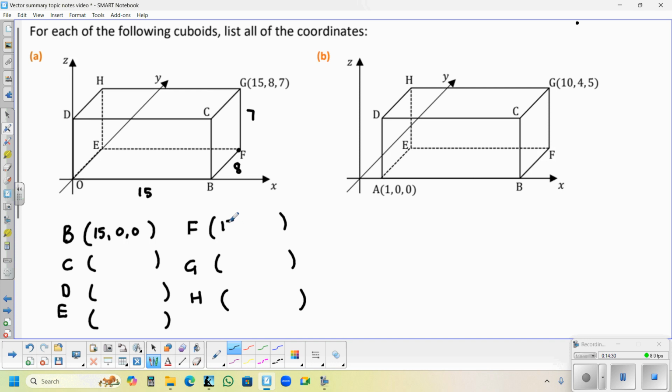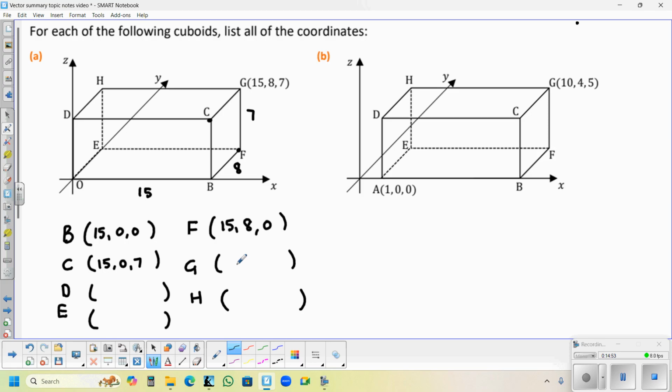So it's going to be 15, 8, and 0. Then we want point C. So point C is up here. Point C, I'm going to go across 15. I'm not going along any in the y-axis, so it's going to be 15, 0. But I've got to go up 7. So it's 15, 0, and 7.